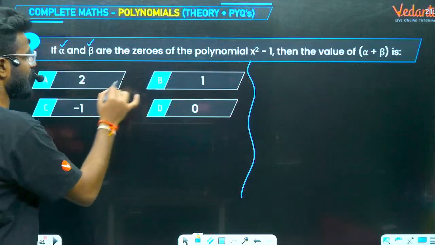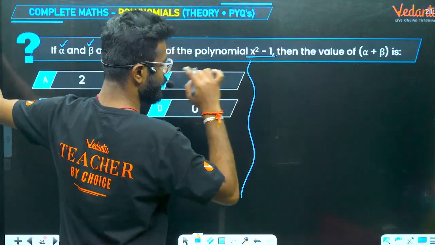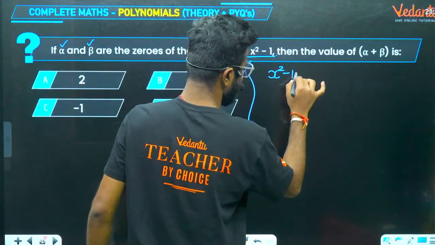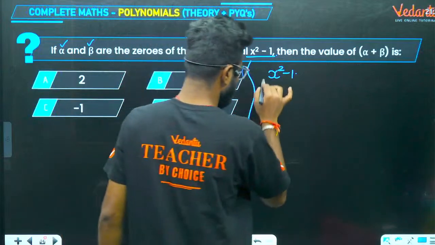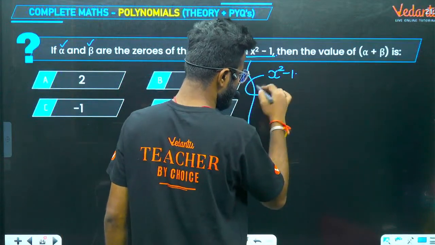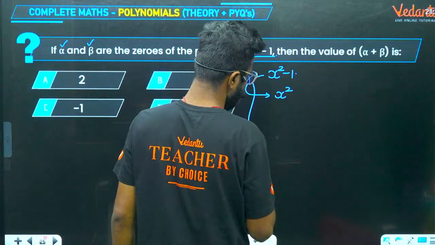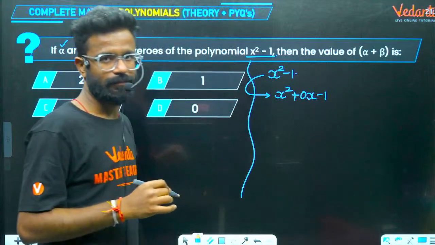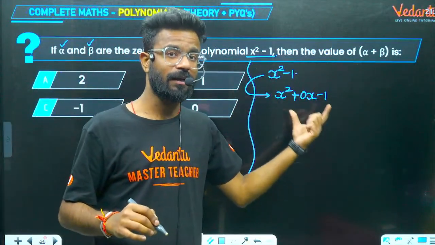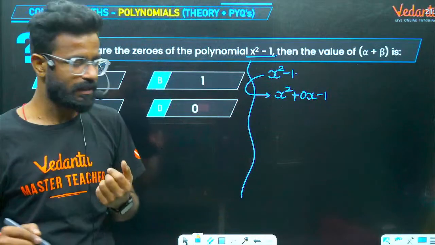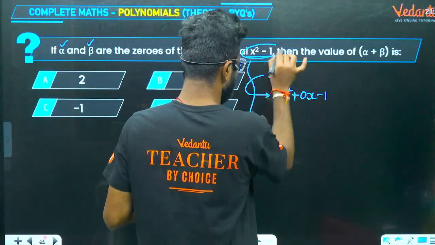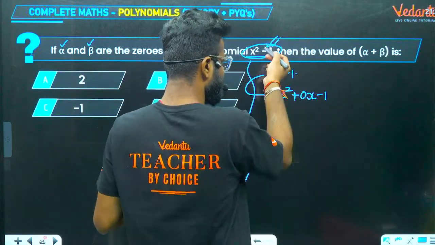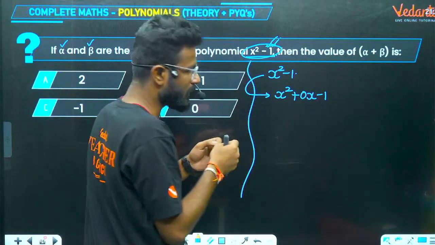If alpha and beta are the zeros of the polynomial x square minus 1, then find the value of alpha plus beta. Now the polynomial is x square minus 1. We can write this polynomial in the general form of a quadratic polynomial, as x square plus 0x minus 1. Okay, this is the general form of a quadratic polynomial, ax square plus bx plus c. So if we are given a quadratic polynomial like this, we have to write it in this form. Simple.